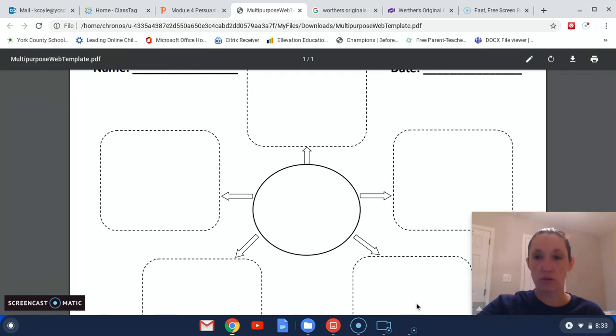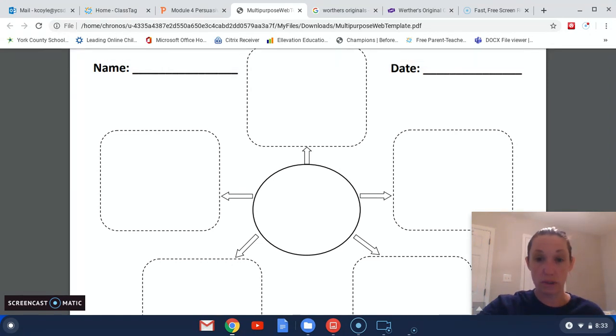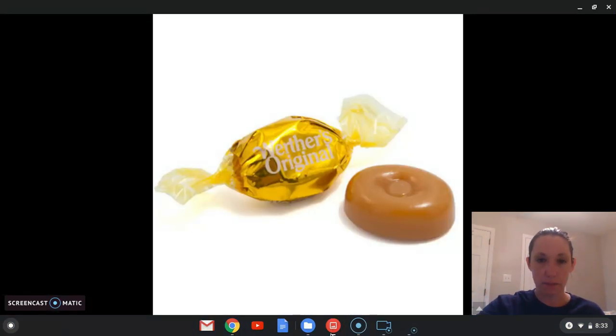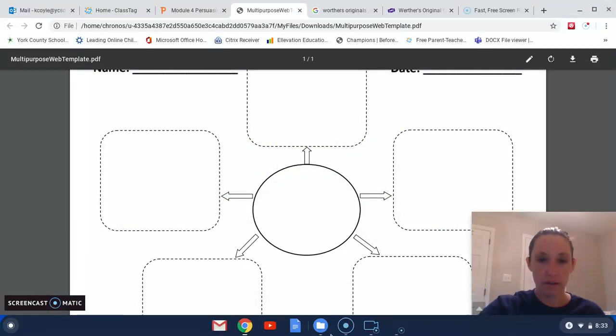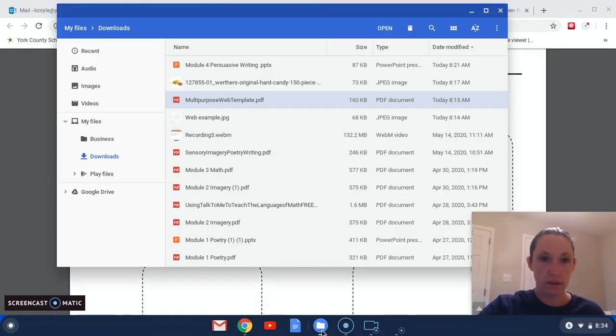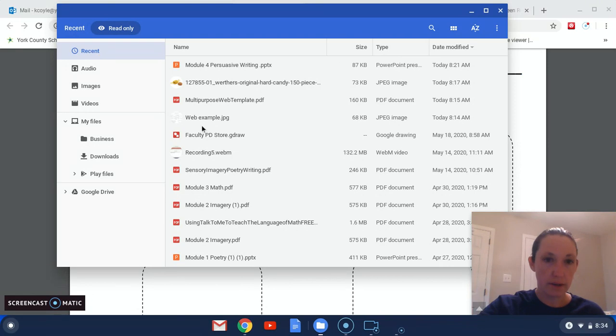I will go ahead and drop a copy of this into our Teams files so you can use this at home to plan. Or if you want to just draw this out on your notebook paper, you can do that too, whatever works best. Let me show you a completed copy here. That's not the one I wanted. Here it is.